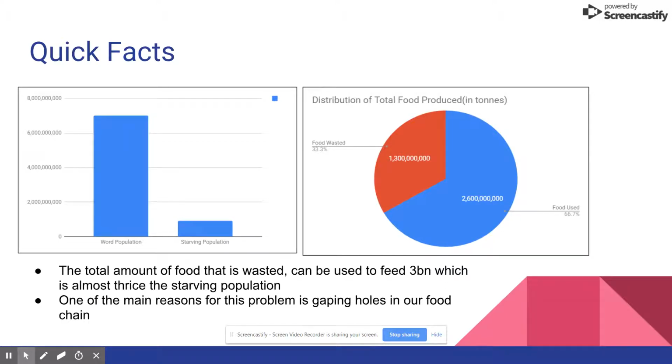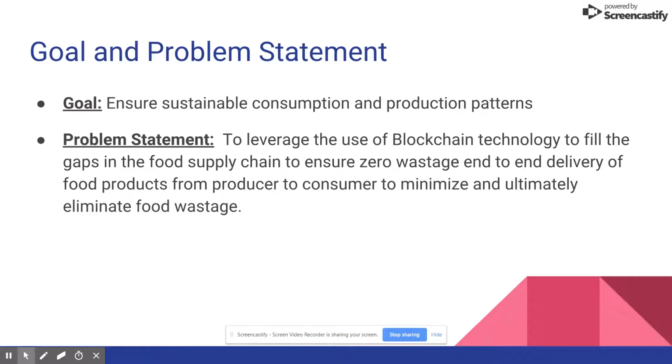The other graph on the slide is the distribution of the total food produced in tons. As can be seen from here, around one third of the total food that is produced worldwide gets wasted. It has been ascertained that the food that is wasted can be used to feed around 3 billion people. That is thrice the number of people who are starving annually, which shows that there is a gaping hole in our food supply chain.